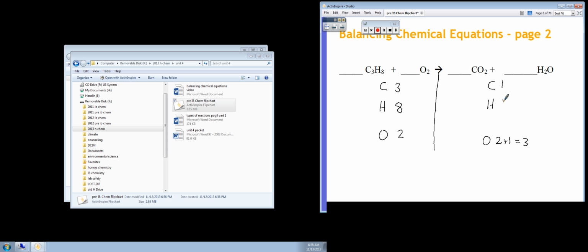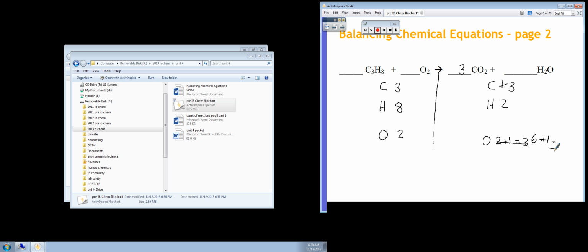To balance, let's start with the carbons first. This side has 3. I want to have 3 here. There's an imaginary 1. So 3 times 1 by the carbon gives me 3. But it also changes my oxygen total. 3 times 2 is 6, plus 1 on this side gives me 7 oxygens.